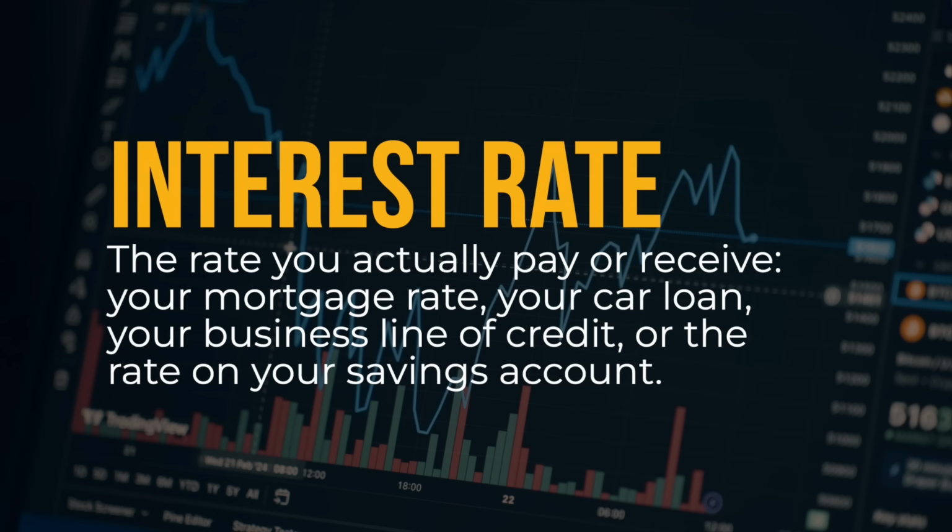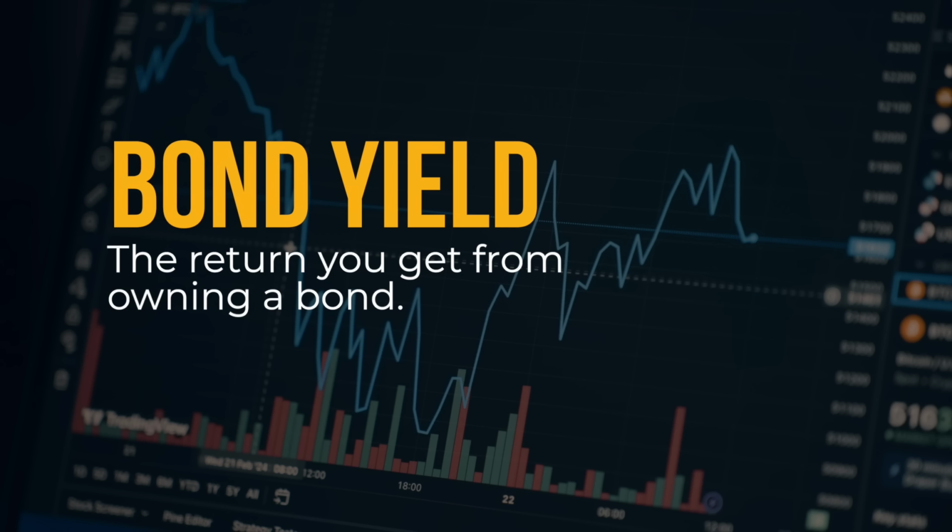When we say interest rate in everyday language, we usually mean the rate you actually pay or receive: your mortgage rate, your car loan, your business line of credit, or the rate on your savings account. These are influenced by the Fed rate, but also by competition between banks, your credit risk, and how long you are borrowing for. Yield is the return you get from owning a bond. For a US Treasury or a corporate bond, the yield is the annualized return you earn if you buy it at today's price and hold it to maturity. Yield moves every day as prices move, even if the Fed rate doesn't change at all.